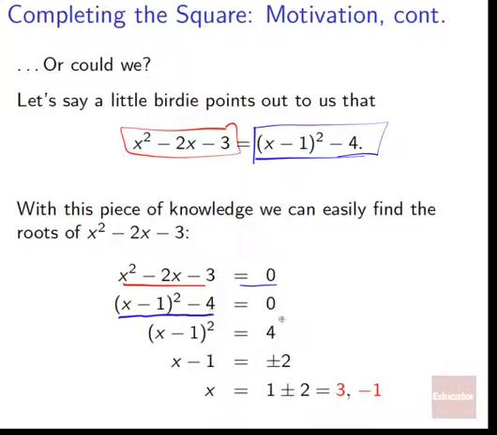So at this point, we move our 4 over. We take the square root of both sides. Square root of 4 is 2. We have plus or minus, because we have to introduce that plus or minus when we take the square root. X minus 1 equals plus or minus 2. We move the 1 over. We get x equals 1 plus or minus 2, which is equal to 3 and negative 1. We've got both of the answers for this quadratic.